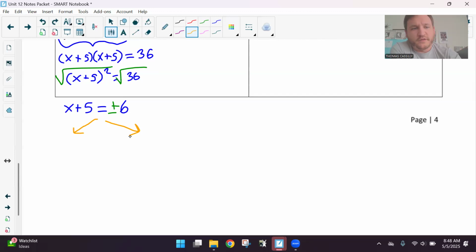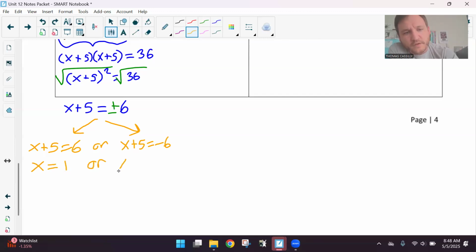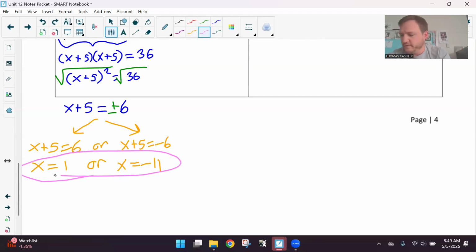Make two equations here. I'm going to have x plus 5 equals 6, or x plus 5 equals negative 6. And now solve both of those. Subtract the 5 on both sides. We have x equals 1, or x equals negative 11, right? Which is the same thing we got when we factored. So there you go.